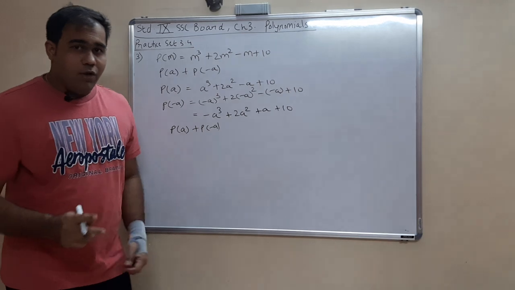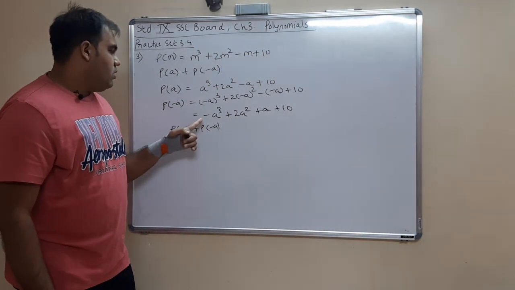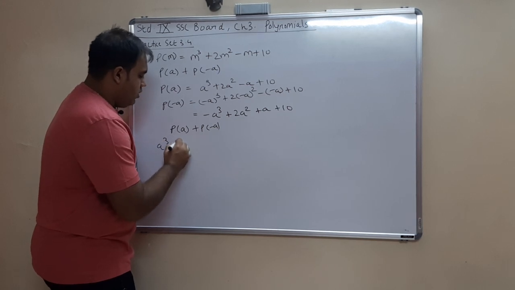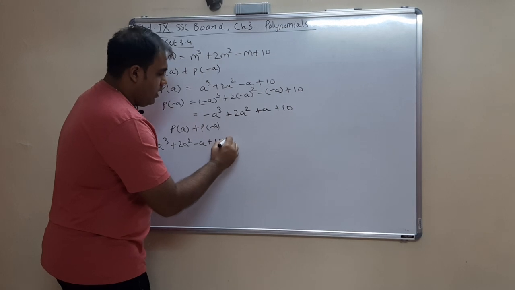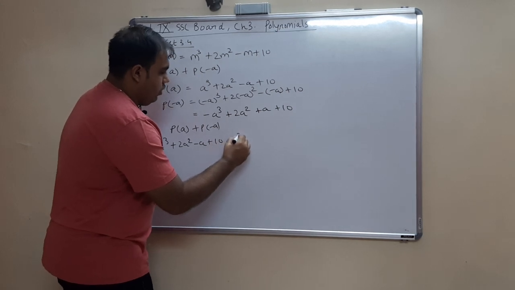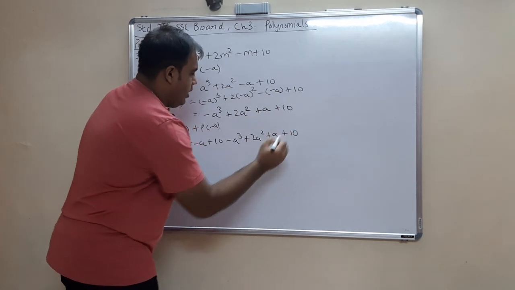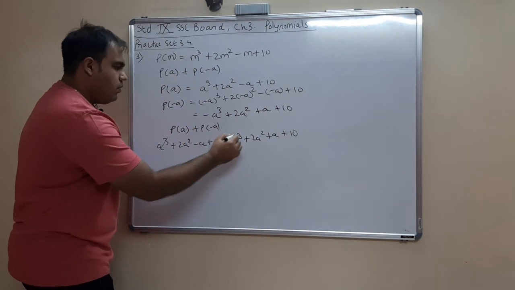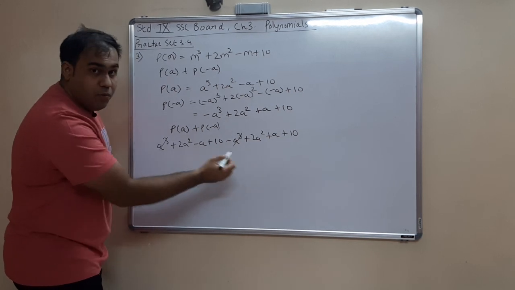So what are we going to do now here? Any guesses? It's very easy. So you just have to add this with this. So a cube plus 2a square minus a plus 10, plus minus a cube plus 2a square plus a plus 10. So there is a cube, there is minus a cube, goes away, and there is 2a square, there is 2a square, both are positive.